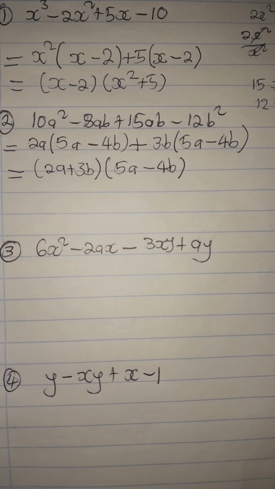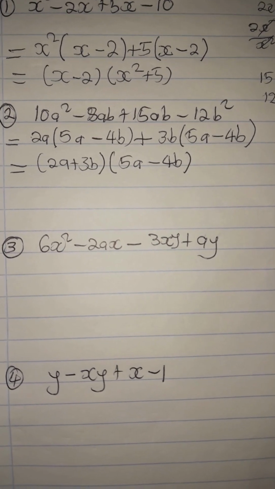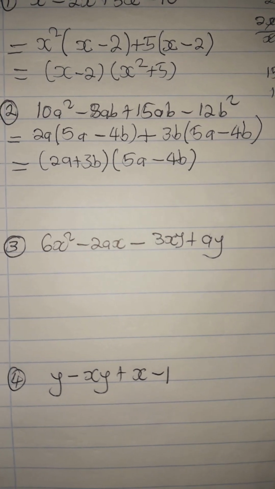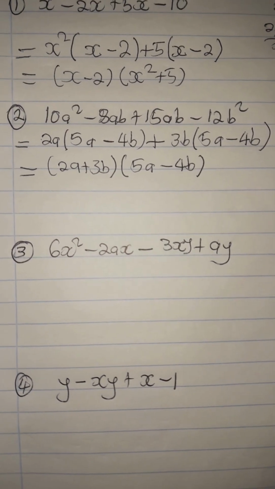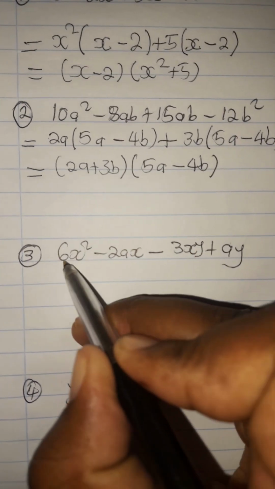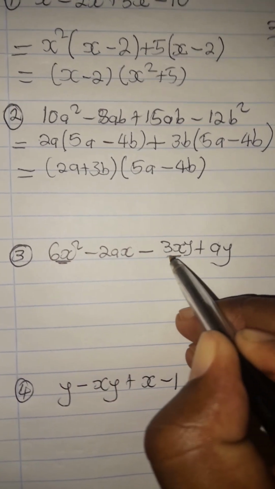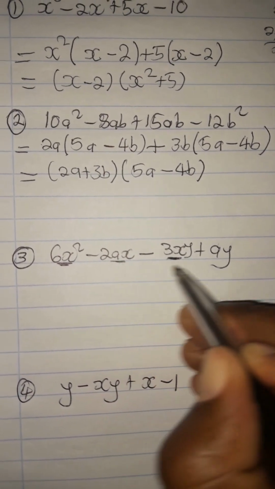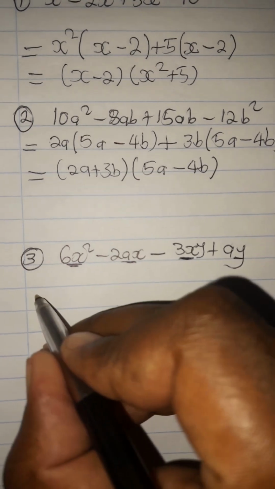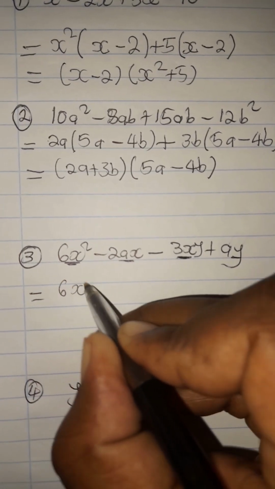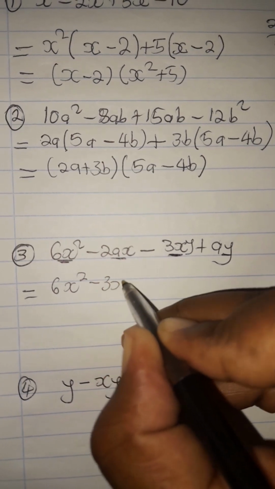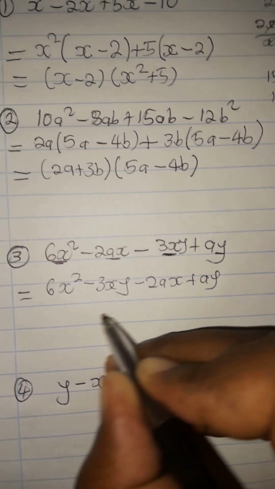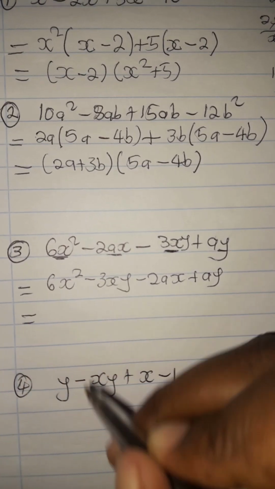Right. Okay. 6x squared minus 2ax minus 3xy plus ay. So even here, the first thing we need to do is sort. I can see that 6x squared goes with negative 3xy, as well as negative 2ax goes with ay. So let's group them: 6x squared minus 3xy minus 2ax plus ay. From here, we need to find the highest common factor.